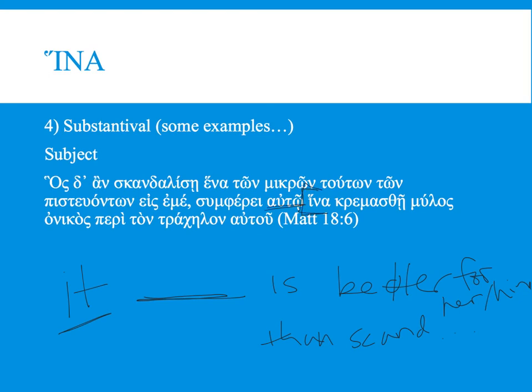Hina, in order that he might attach a millstone around his neck, and then be thrown into a pit. It is better for him. What is better? That he or she attaches a millstone around his neck is better for her or him than scandalizing one of the least of these. So again, this is a little bit convoluted and it takes some thinking and parsing to get at, but hina clauses can function as subjects of verbs.